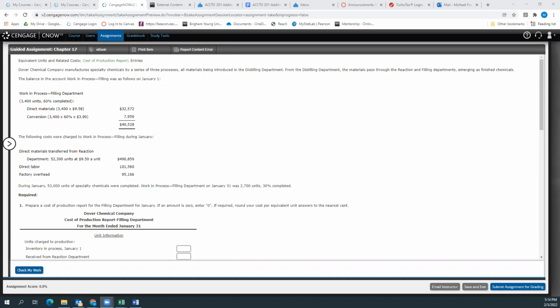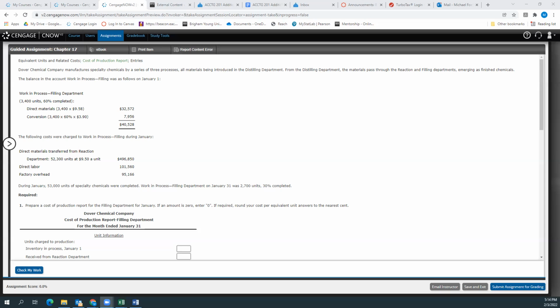So there's a ton of information here, and I'm just going to walk you through how to do this problem. We'll start at the top. Dover Chemical Company makes specialty chemicals by a series of 3 processes, all materials being introduced in the distilling department. From the distilling department, the materials pass through the reaction and filling departments, emerging as finished chemicals.